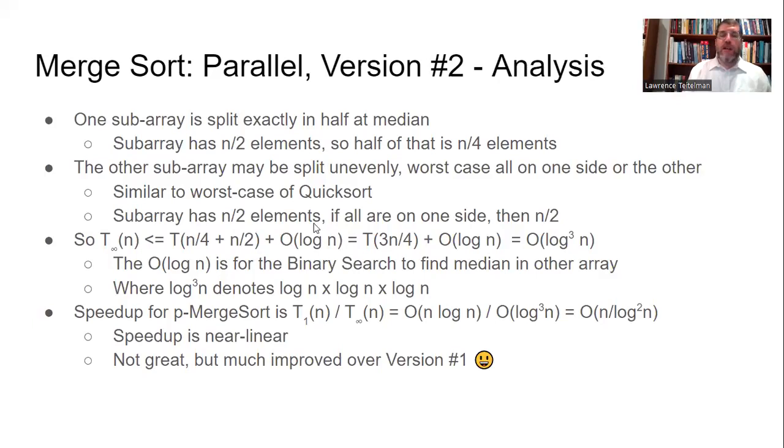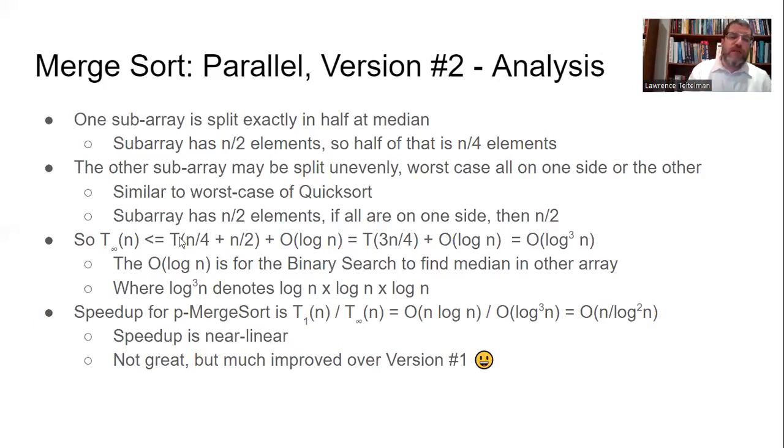Now, Ellie, where did this log of n come from? I'm asking you for a reason. That's how long it took to determine where the pivot point, if you want to call it that, in the second array was, that more or less matched the median of the other one. So that's the binary search.